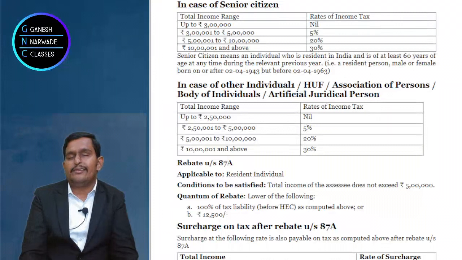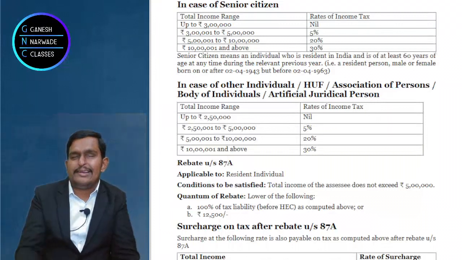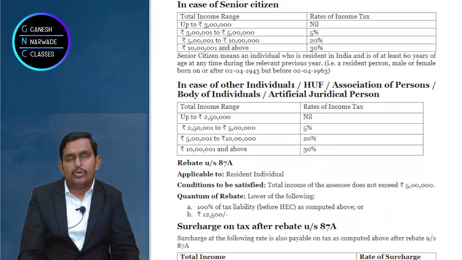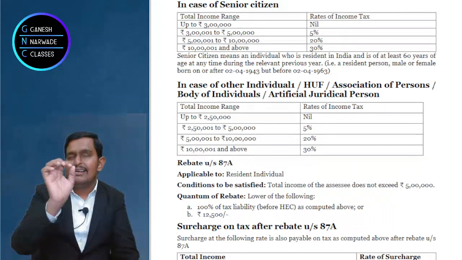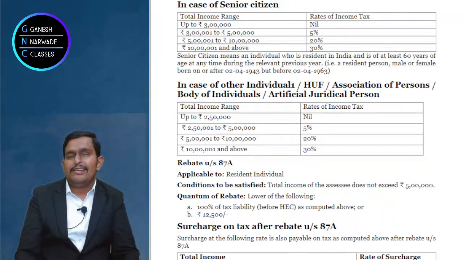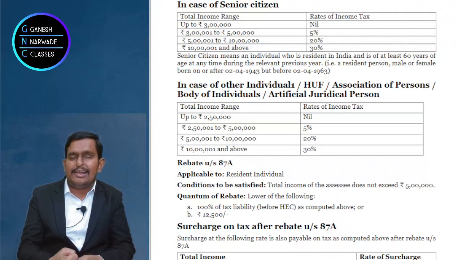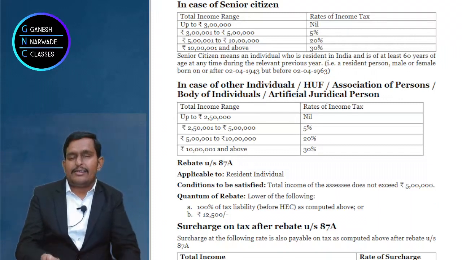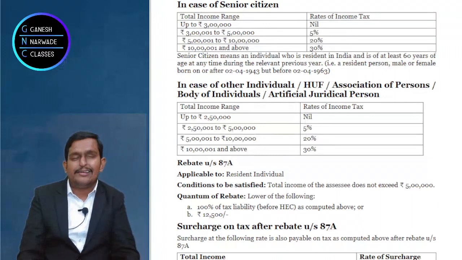To whom it is given? Only to resident individual. Sir, will non-resident get it? No, will not get. Will HUF, AOP, BI get it? No, will not get. So nobody will get. Only one, resident individual. Sir, if it is super senior citizen, get it. Sir, senior citizen still get it. Sir, individual below 60 years get it. But resident is important criteria. So if you are a resident individual, you will get this.